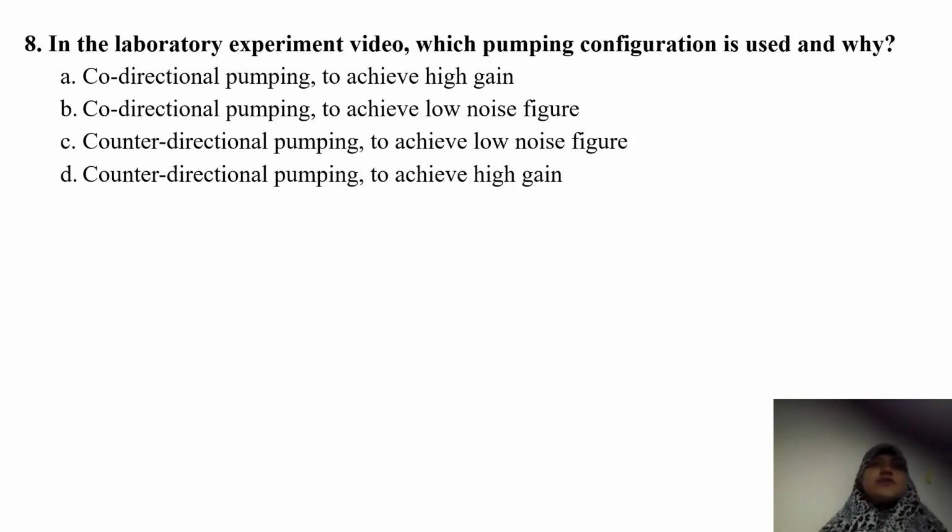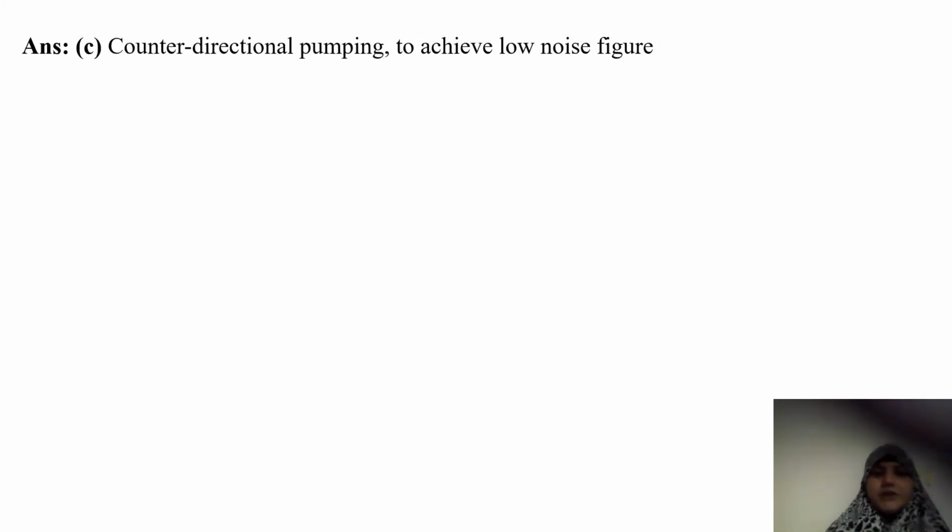Low noise figure means, what is noise figure? Noise figure is a ratio of the signal to noise, right? Signal to noise ratio at the input to signal to noise ratio at the output, and that should be as minimum as possible. So to achieve low noise figure, we are doing counter-directional pumping. Okay, counter-directional pumping to achieve low noise figure.